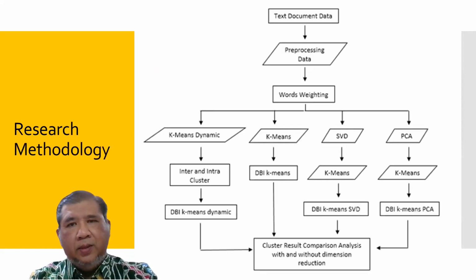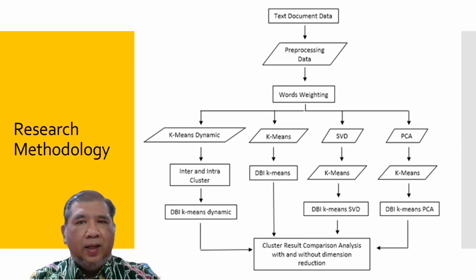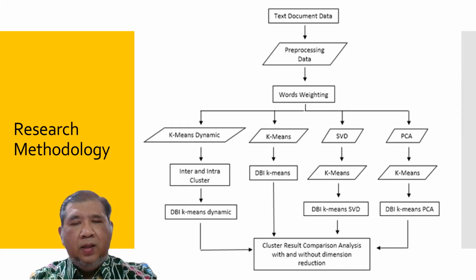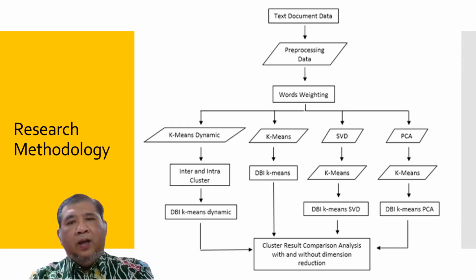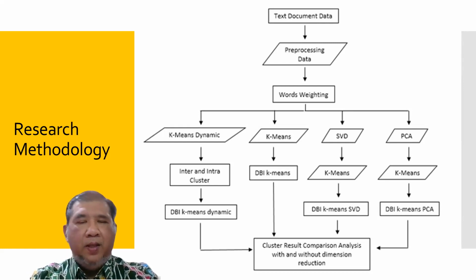This is our methodology. From the text document data, we pre-process using the TF-IDF method, and then we get the data converted into word weighting. After that, we cluster the data using the K-means algorithm.